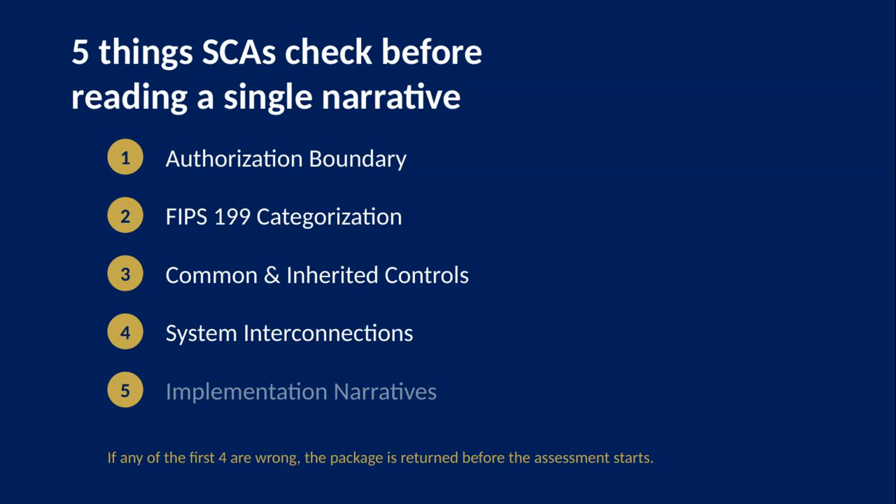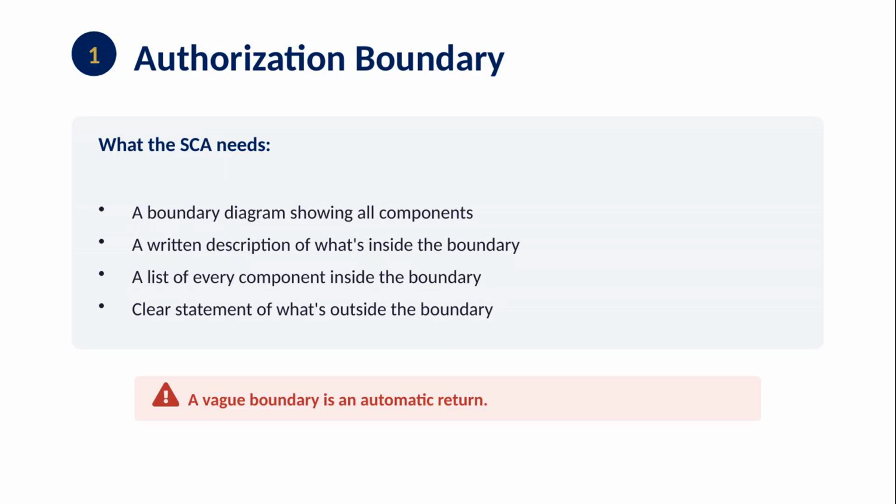When ISOs write the SSP as if it were a description, they write it for the wrong audience. They're writing for a reader who doesn't know the system. SCAs don't need to understand your system. They need to assess your controls. Those are different documents. Before an SCA touches a single implementation narrative, they check 5 things. If any of these are missing or incorrect, the package is returned before the assessment starts.